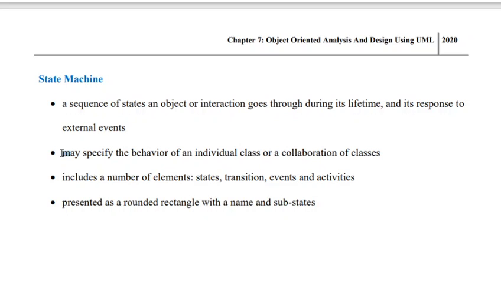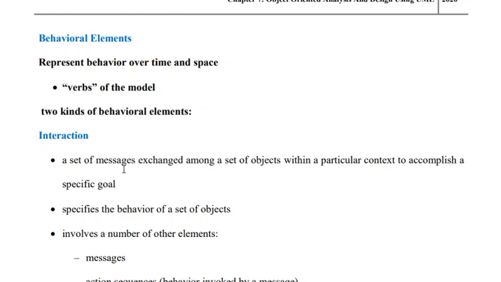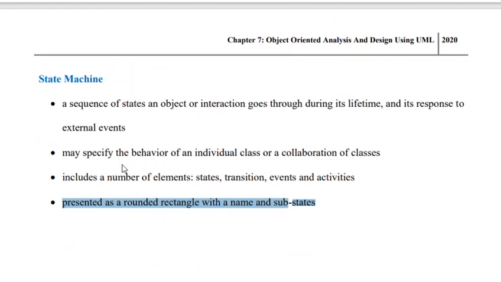It may specify the behavior of an individual class or a collaboration of classes. The transition of the state may take place because of an action performed by another set of objects belonging to an individual class or a collaboration of classes. It includes a number of elements such as states, transitions, events, and activities, and it's presented using a rounded rectangle with the name of the state, and if there are substates, those as well. So this is what the behavioral elements are. We have two behavioral elements: interaction and state machine.